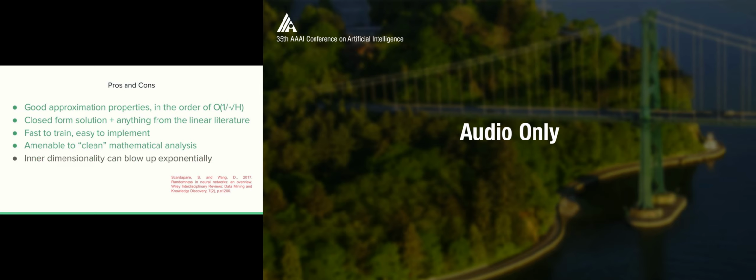Now, coming to the cons. Like one hidden layer neural networks, these are universal approximators, we know, but maybe you need too many neurons, or otherwise you might not be able to find a good solution. Well, the same happens here too. So in practice, the inner dimensionality can blow up exponentially, and the advantages can vanish.